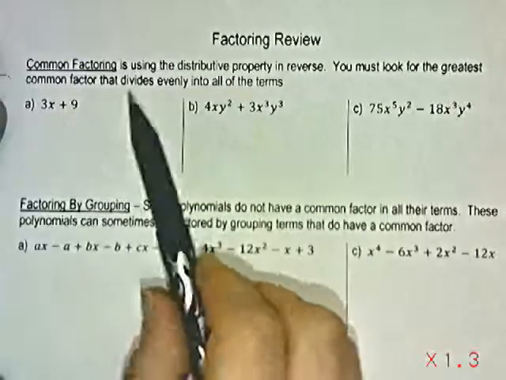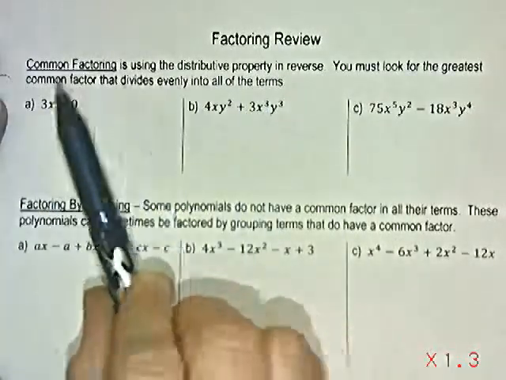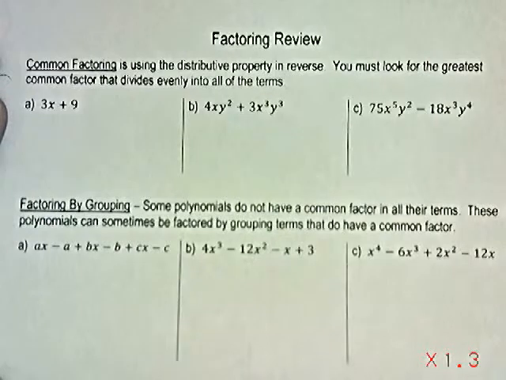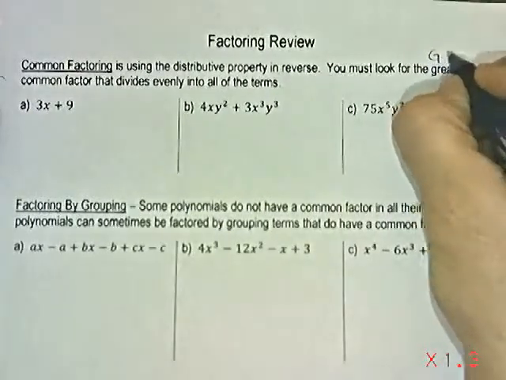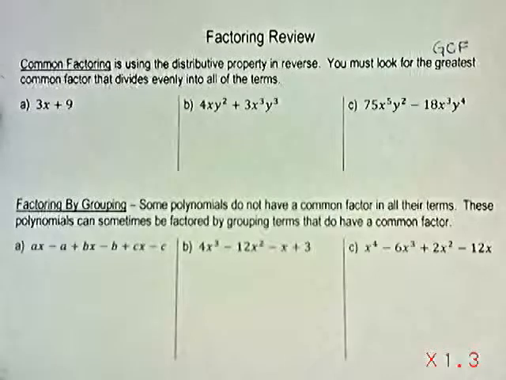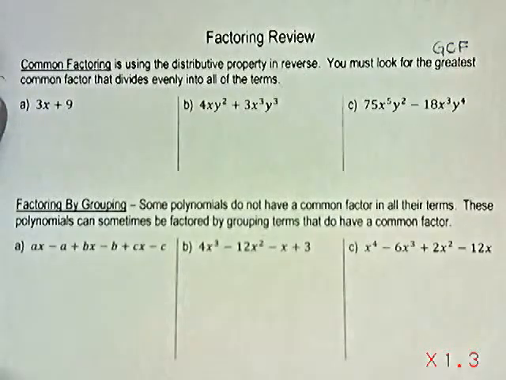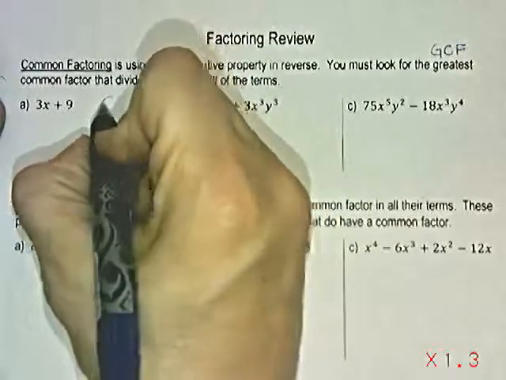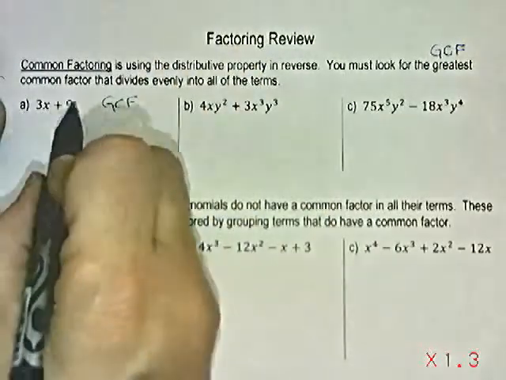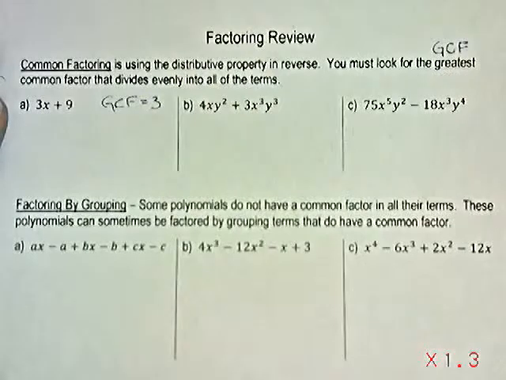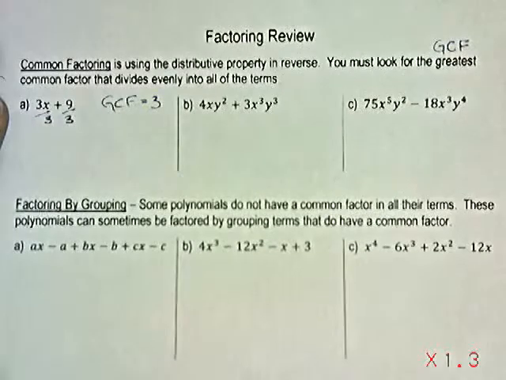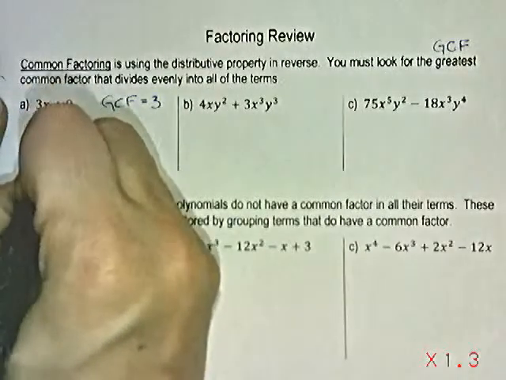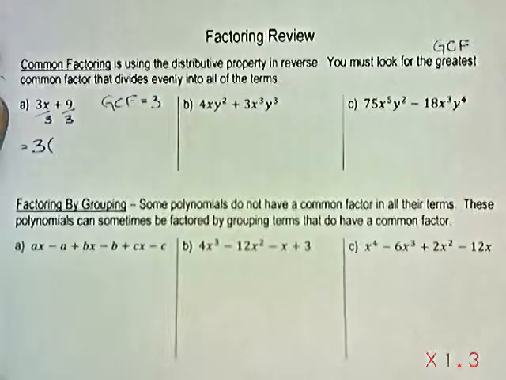Common factoring is using the distributive property in reverse. So instead of multiplying a constant into a factor or a binomial, or perhaps a larger polynomial, you must look for the greatest common factor, often given the initials GCF, that divides evenly into or out of all of the terms. When I look at the greatest common factor between 3 and 9, I could divide a 3 out of each of those, and that's exactly what common factoring is. Essentially, you are dividing a 3 out of each of them. You're pulling it out front so that you could distribute it back in later if you really wanted to.